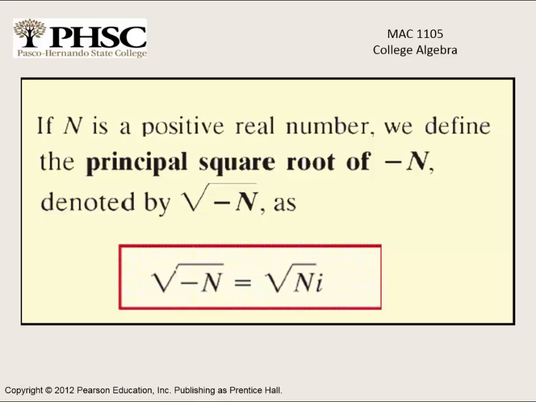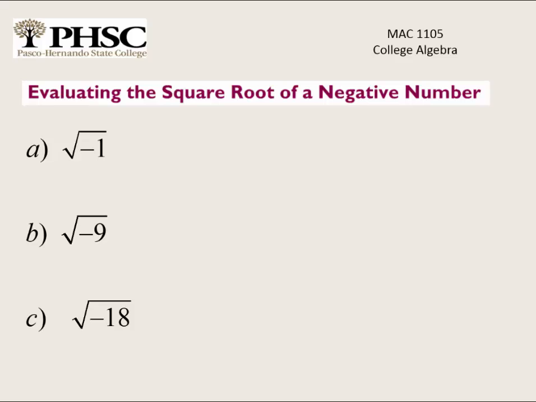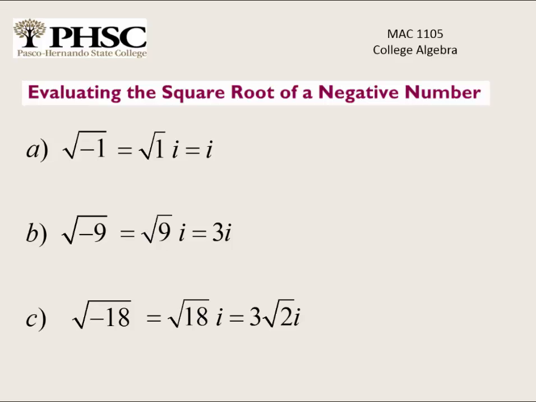Now, if n is a positive real number, we define the principal square root of negative n, denoted by the square root of negative n, as the square root of n times i. So the square root of negative 1 is equal to the square root of 1 times i, which is just i. The square root of negative 9 is the square root of 9 times i, which is 3i, and the square root of negative 18 is the square root of 18 times i, which is 3 square roots of 2 times i.